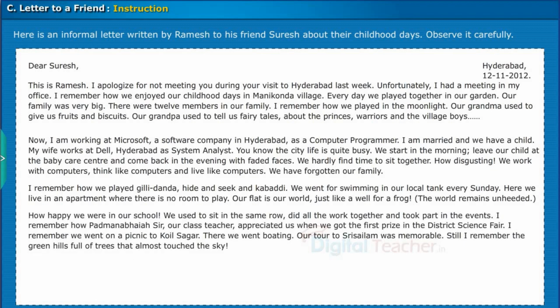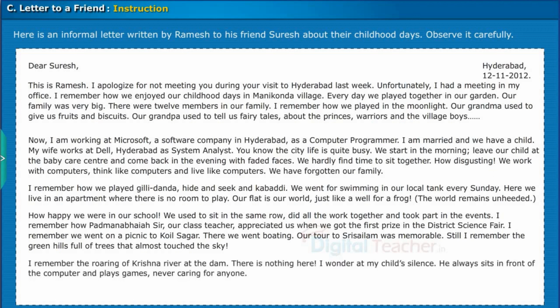We used to sit in the same row, did all the work together, and took part in the events. I remember how Padmanabhaiya sir, our class teacher, appreciated us when we got the first prize in the district science fair. I remember we went on a picnic to Koil Sagar. There we went boating. Our tour to Sri Sailam was memorable. Still, I remember the green hills full of trees that almost touched the sky.